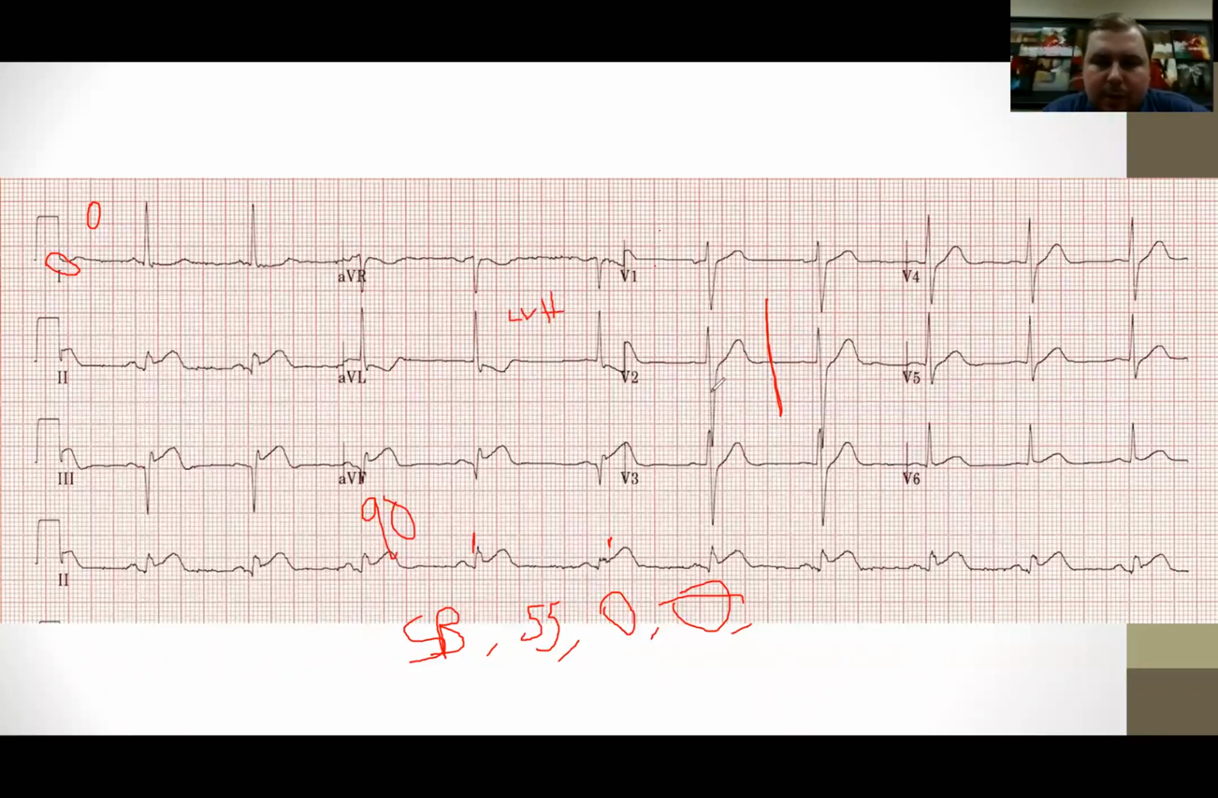So 4, 9, 14, 19 plus 20, 25, 30. So that doesn't cut it. And then this one's smaller. So I'm probably going to say this might be borderline LVH, but it's just below that cutoff criteria. So for now, we'll just call it null.